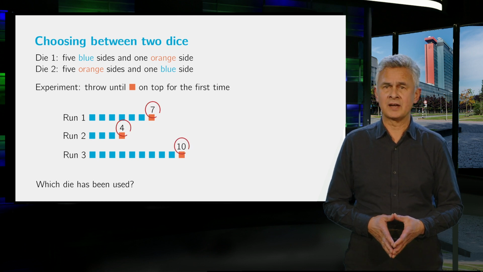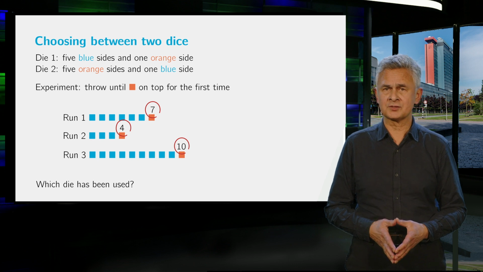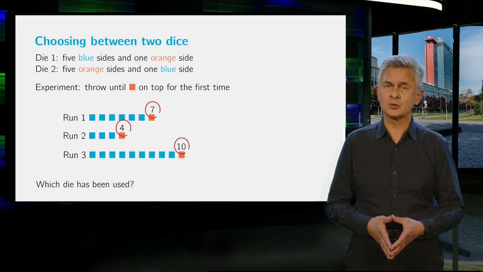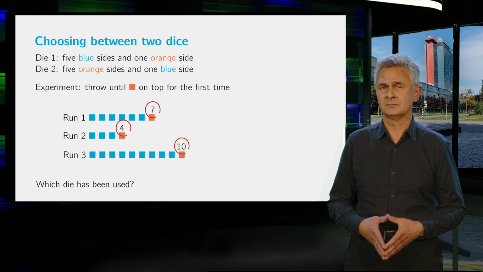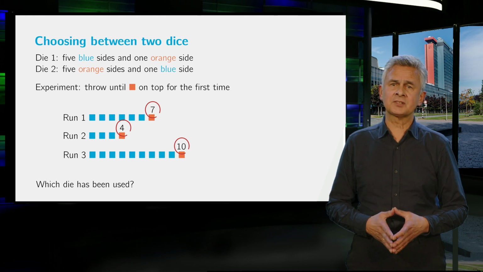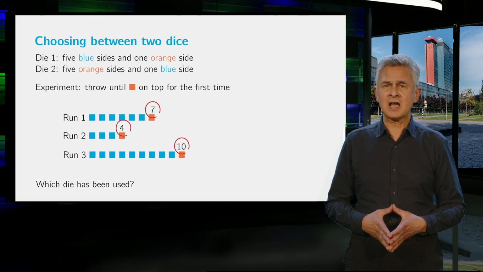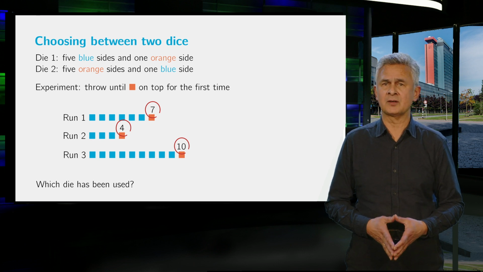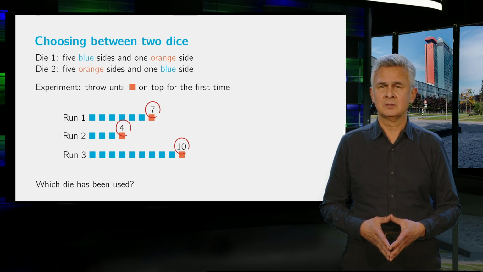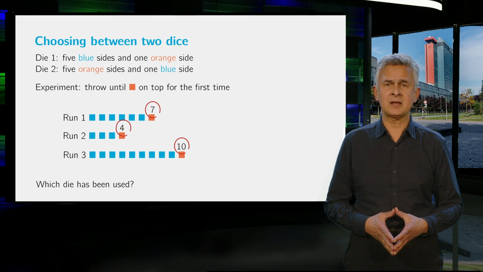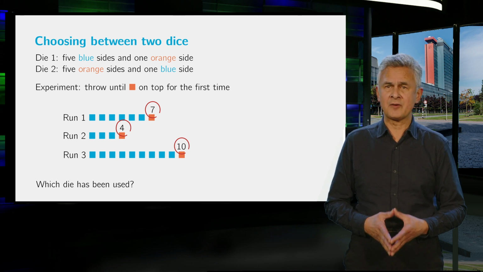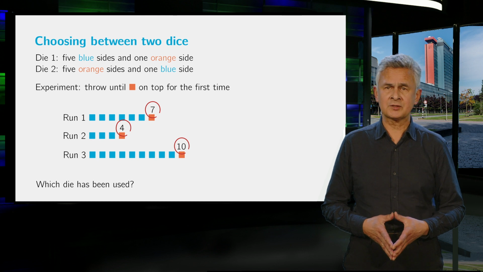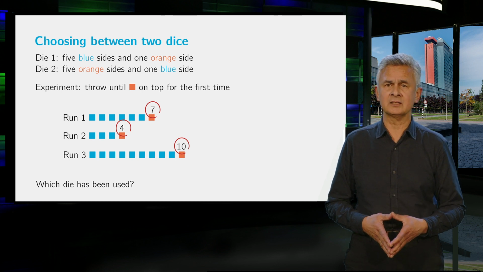One chooses the die for which the observations 7, 4, and 10 are most likely to occur. Now, when facing a statistical problem, we do not have to choose between two dice, but between different possible values for a parameter. But the principle remains the same. We choose the value of the parameter for which the observations are most likely to occur.